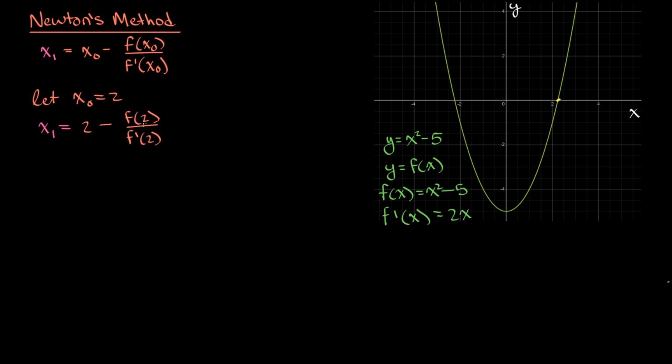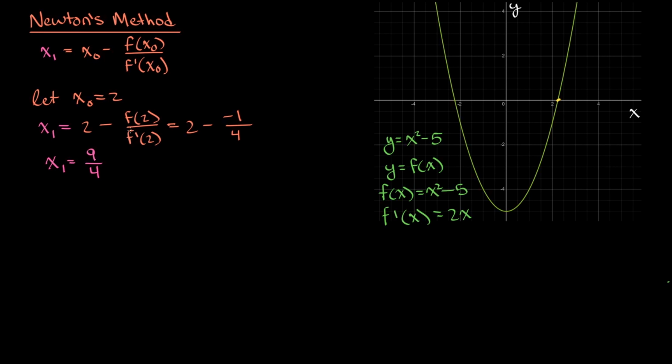So now all we need to do is find what f of 2 is and what f prime of 2 is. So this is going to be equal to 2 minus f of 2. So that's 4 minus 5. That is negative 1. Negative 1 in this numerator here. And then f prime of 2, that is 4. So we get x sub 1 is equal to 9/4. So we just applied Newton's method.